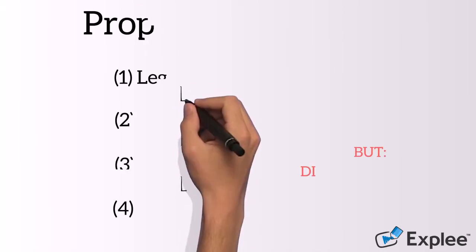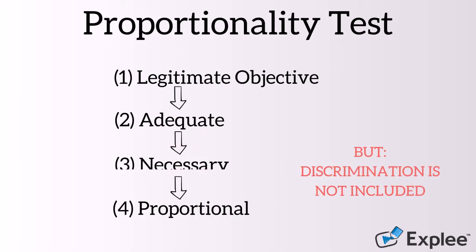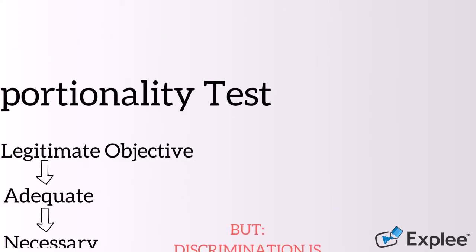For human rights in the workplace, the proportionality test is used to determine if the limitation of human rights is justified or not. Note, this does not include discrimination, which has its own test. For the limitation of someone's human rights to be justified, the restrictive measure must first have a legitimate objective, secondly, be adequate to achieve the goal, thirdly, be necessary to protect the goal, and lastly, the protection of this goal must be more valuable than the restriction.